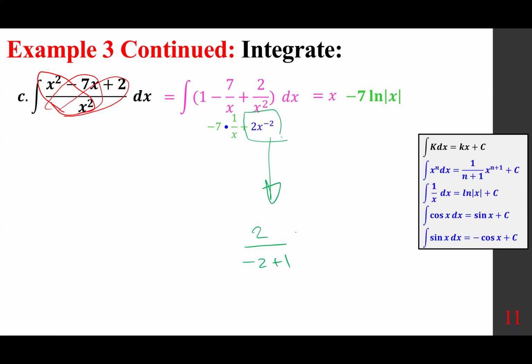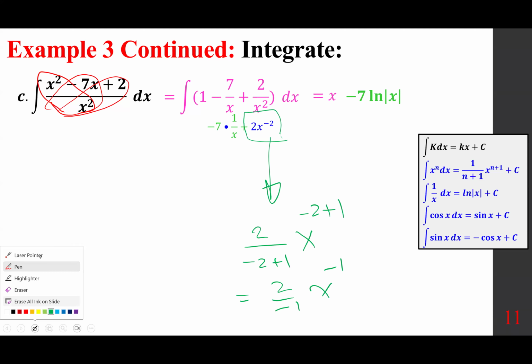I'm going to use the power rule, x to the power of negative 2 plus 1, which makes it 2 over negative 1, x to the power of negative 1. And we write it as minus 2 over x plus a constant, because we don't want to have a negative exponent. And now we are done.